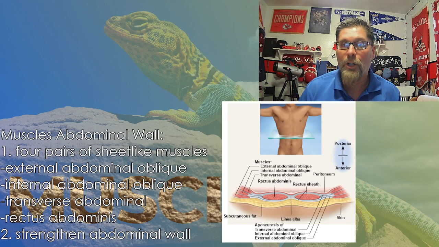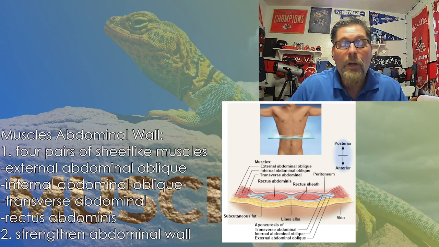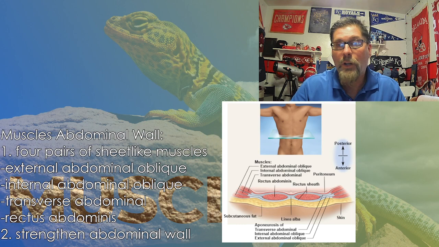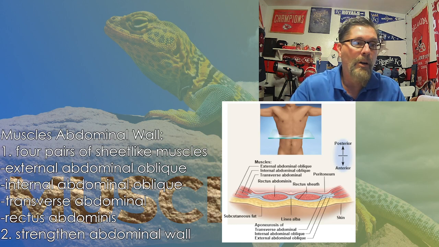But not only looking good in a pair of shorts or whatever with no shirt on, they have other purposes as well. Strengthening the abdominal wall, supporting the trunk, supporting posture, breathing, lots of uses for the abdominals. But the four main areas that we're going to be looking at are the internal and external abdominals, the transverse, and the rectus, and each one of those is a layer inside of the previous one. So it's a four-layer system to build that.